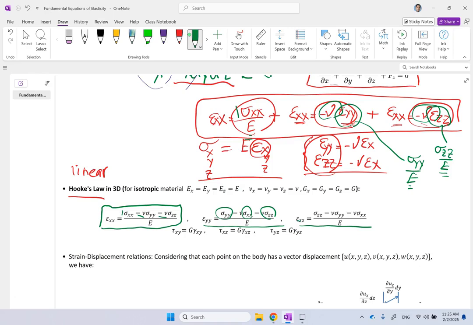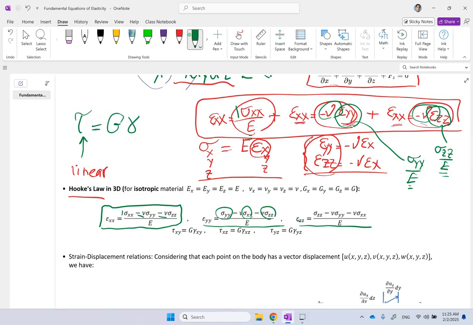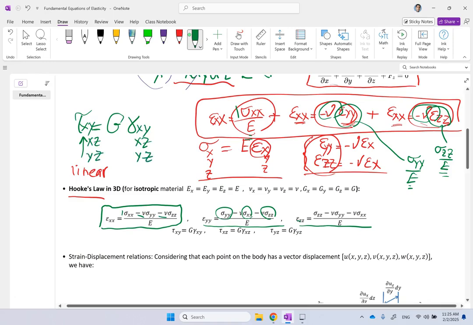What about the shear ones? When we learned about shear stress, we learned that tau in the linear region, again, is equal to a constant G, the shear modulus, times gamma. Now, this can be written for any direction. So if this is xy, then this is xy. If this is xz, then this is xz. And if this is yz, then this is yz. And those are the equations that you will get.